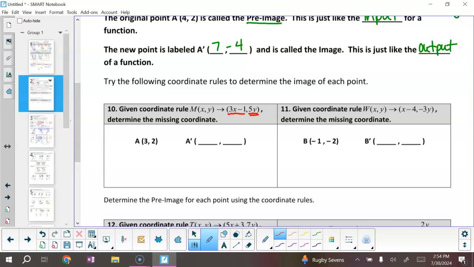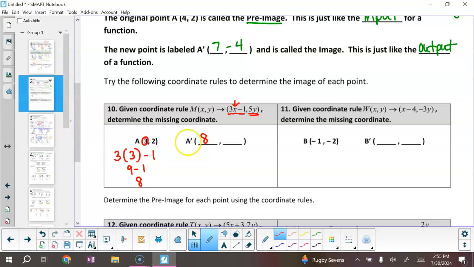So for our x here, we start at 3. This 3 is going to go in for the x that we see up here. So it's going to say 3 times 3 minus 1, and this is going to be our new x point for our coordinate. So this would be 9 minus 1, which would be 8. So 8 is going to be your new x.